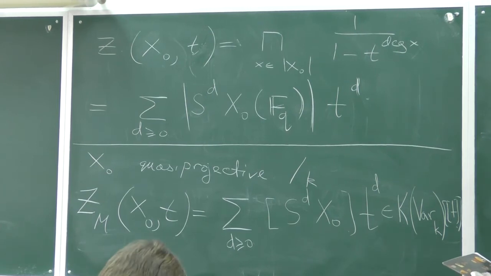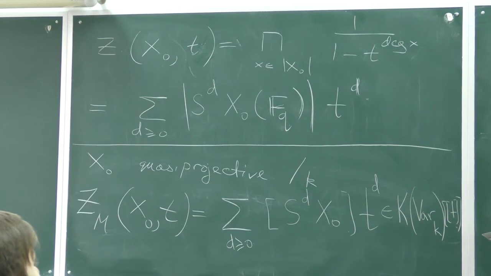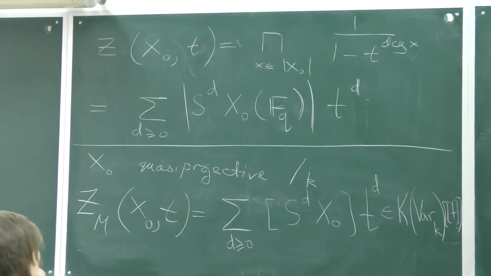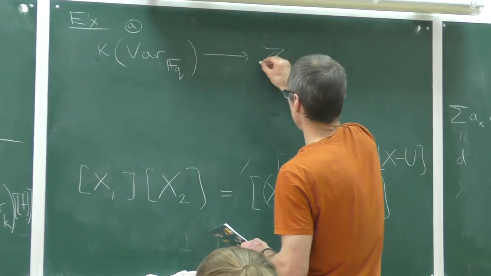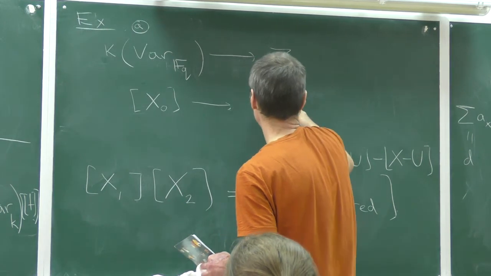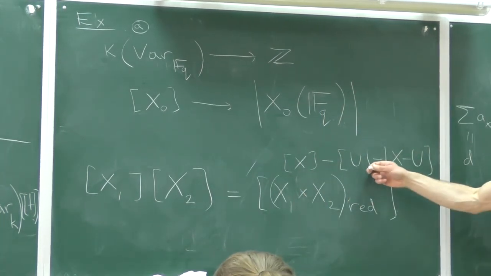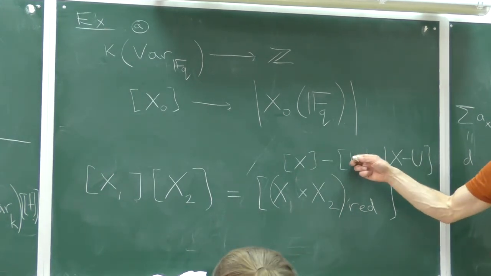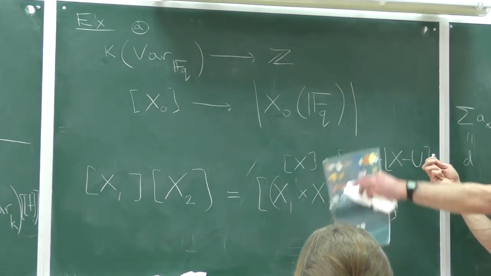So let me give you two examples. Suppose that k is finite. Then we have a homomorphism from the Grothendieck group of varieties, say over F_q, to the ring of integers, which takes the class of a variety X_0 to the number of points. And clearly this relation is satisfied, because if you have X and an open subset U, then the number of points on X is equal to the sum of the number of points on U and on the complement. So it's a well-defined homomorphism, and it takes product to product.